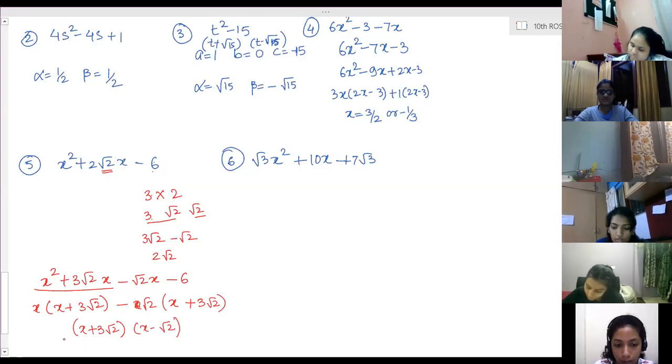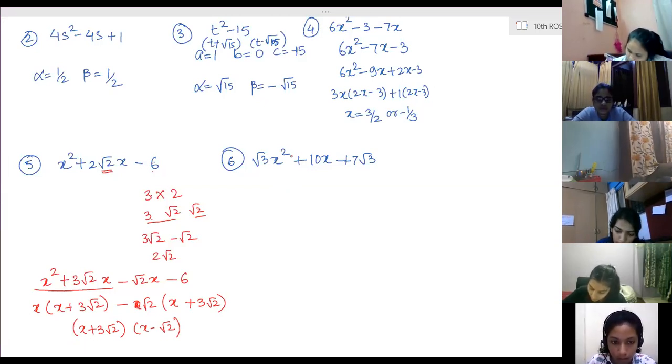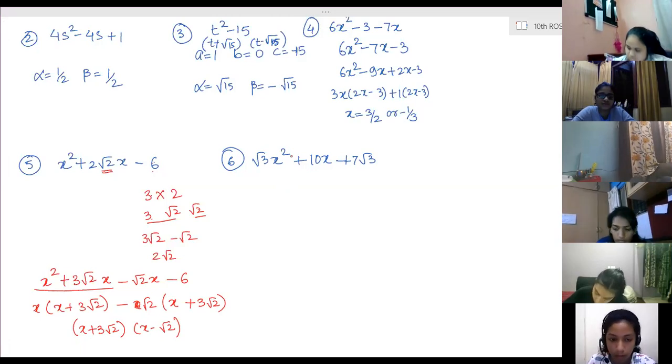Ma'am, for the next one, I got the roots as minus root 3 and minus 7 by root 3. Let me check. Ma'am, for this fifth question, I took it as x square minus 2x plus 3 root 2x. Ma'am, like I changed the order. Root 2x can be taken, that's not a problem. You should get the same zeros.